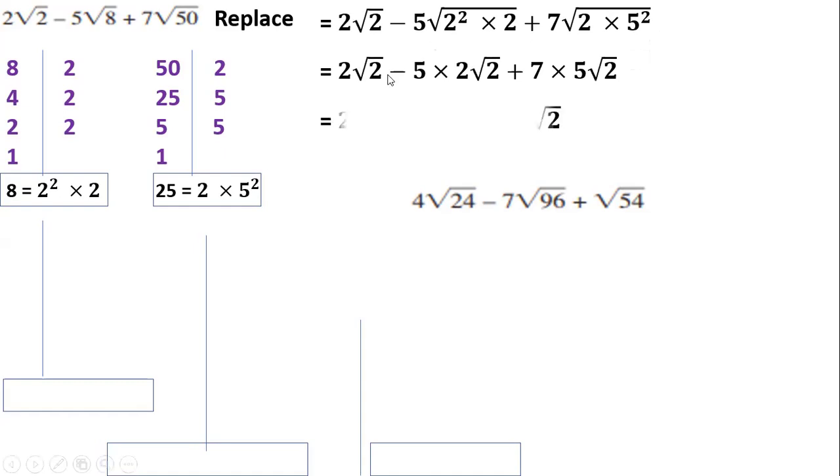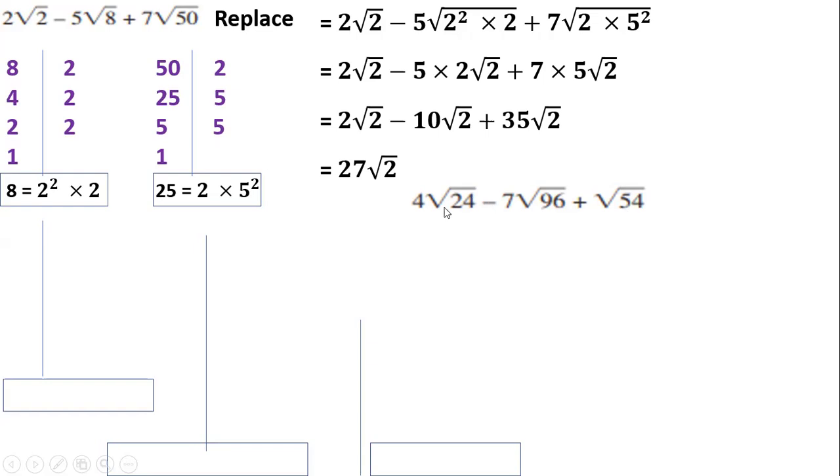Now, we have to multiply. Now, all the radicands are the same. So 2 minus 10 is minus 8 plus 35. Our answer is 27 radical 2. We can add or subtract since we have the same radicands.